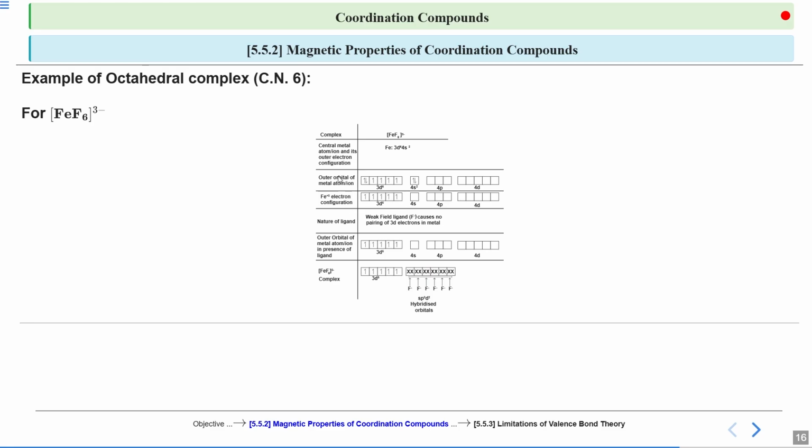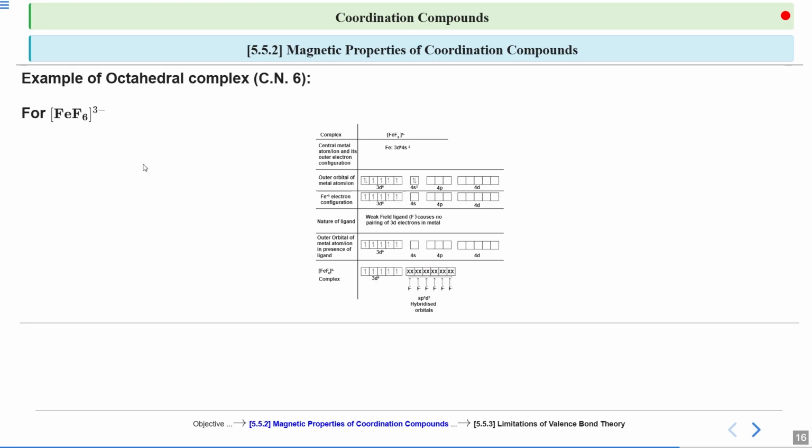Okay, so the outer orbitals of the metal atom or ion, 3d6 4s2, are arranged in this manner in the diagram, in each orbital. Now, which oxidation state is iron exhibiting here? So you can calculate x plus 6 times minus 1 is equal to minus 3, because fluorine is going to have a minus 1 oxidation state. So x will be equal to 6 minus 3, that is plus 3.